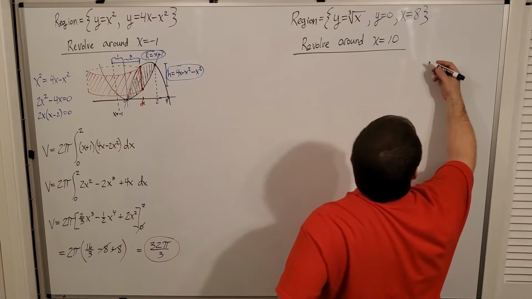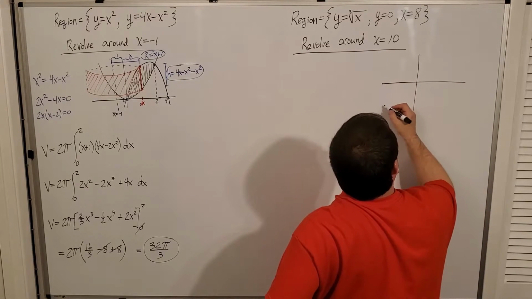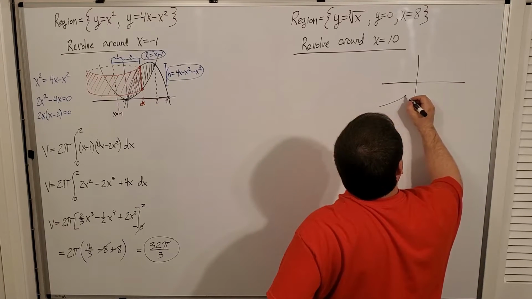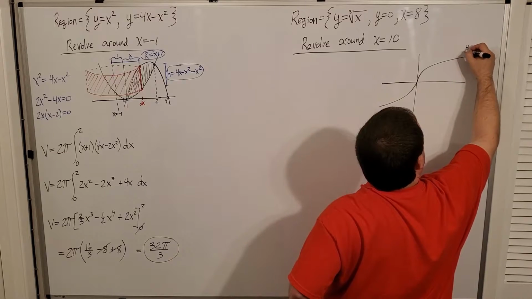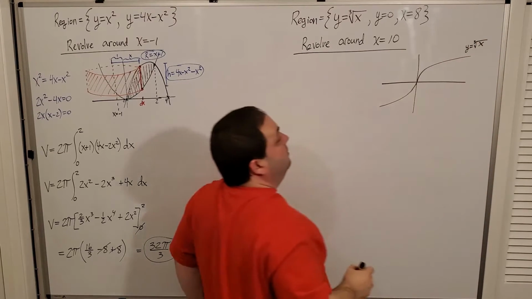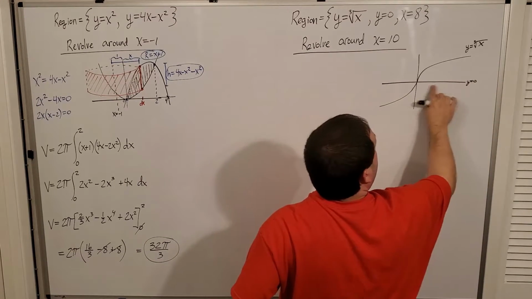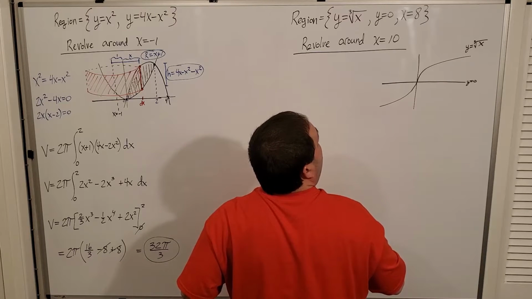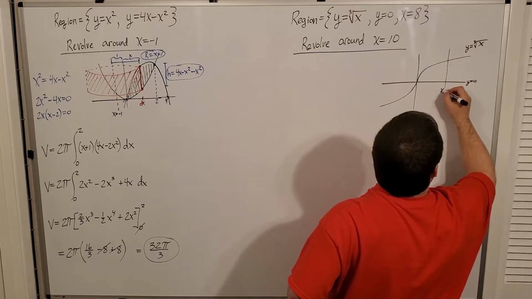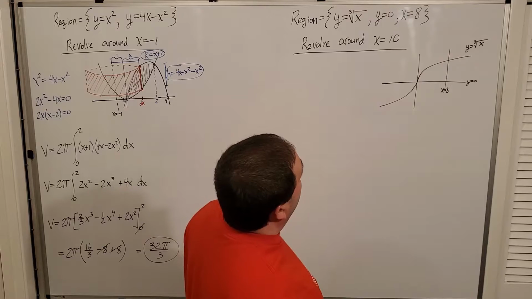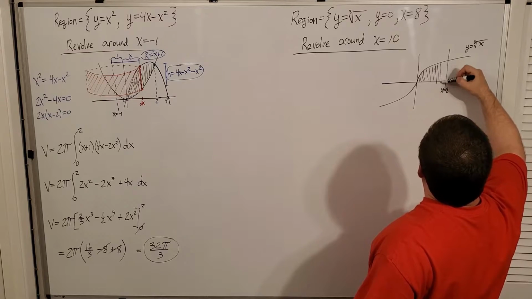Let's graph this one out. I've got the curve y equals cube root of x. That looks like this. Then I have y equals 0, which is the x-axis. Already drew that. And we have x equals 8. So let's just slice it in there like this. x equals 8. Okay, so that's my region. That's this guy right here.